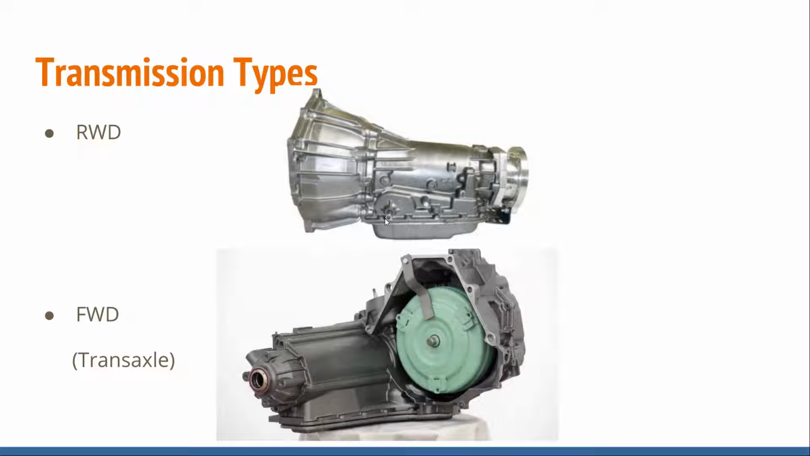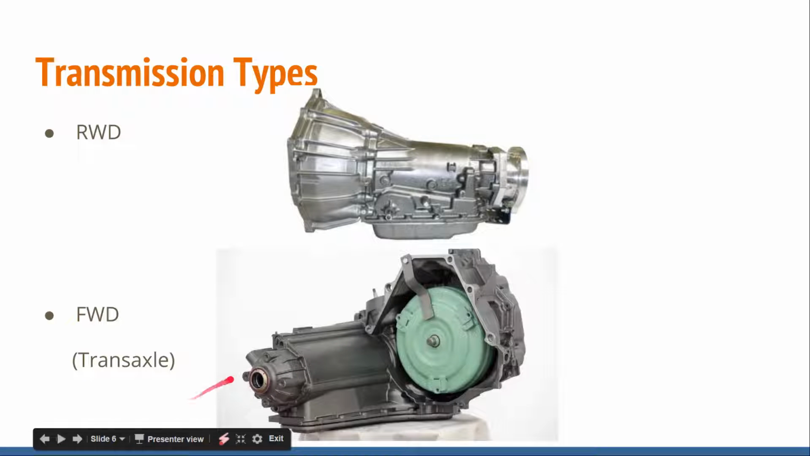Okay, so we're going to move on now. We're going to talk about the different transmission types. So these transmissions, there's obviously a big difference there. Right here is going to be a rear wheel drive transmission. Right here is going to be a front wheel drive transmission. And the front wheel drive transmission is also referred to as a transaxle because it actually sits sideways in the vehicle.